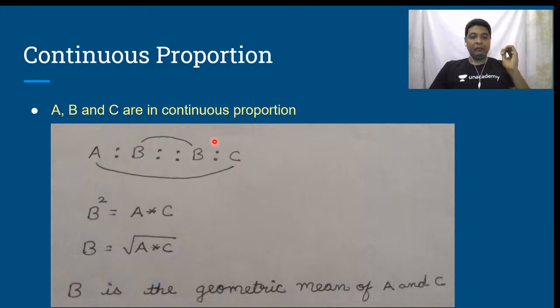And at the same time, in this type of situation, A is called the first proportional, B is called the mean proportional, and C is called the third proportional. Is that clear? C is the third proportional of A and B. B is the mean proportional of A and C. A is the first proportional of B and C. Is that clear?